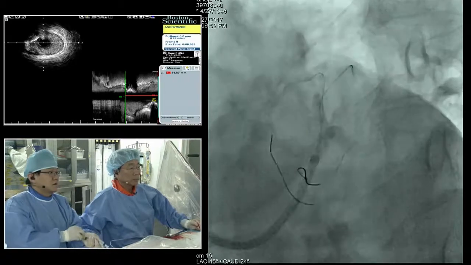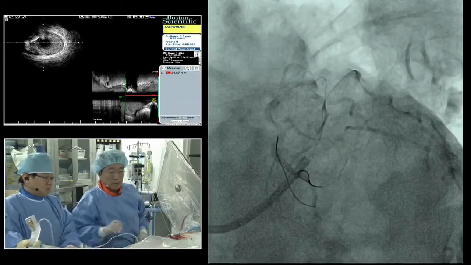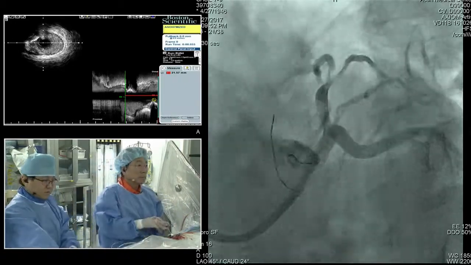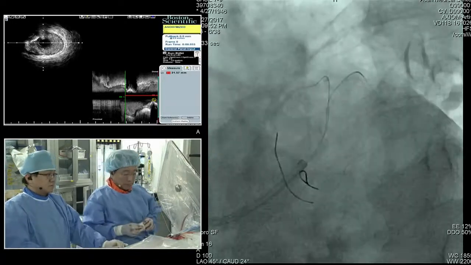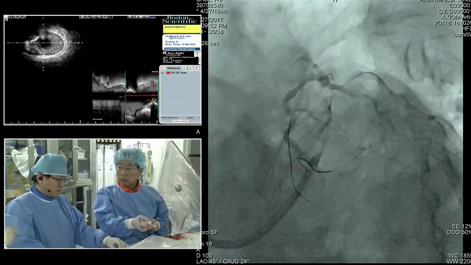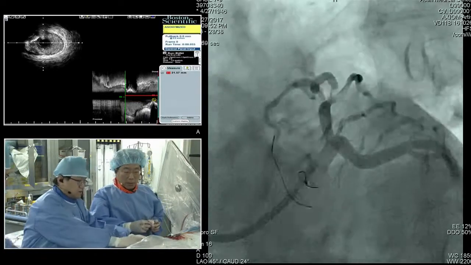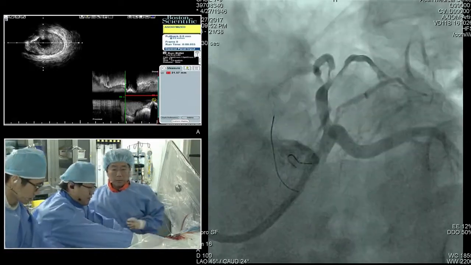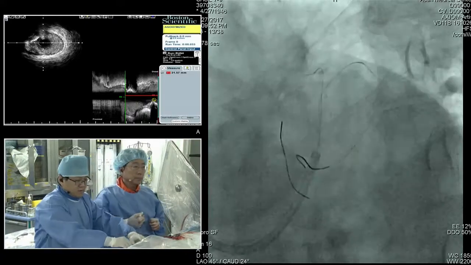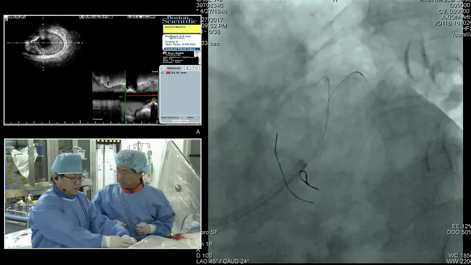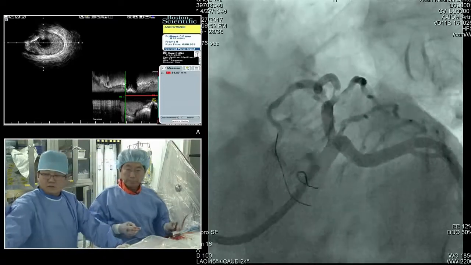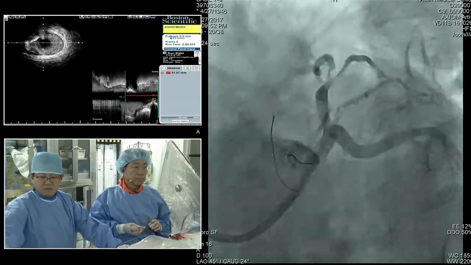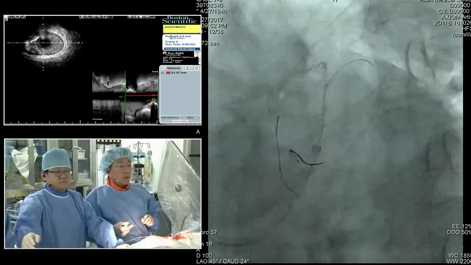Okay, picture. Okay, not too much different. Maybe some dissection, something. So I try the 2.75. Yes, 18. Okay, 18 for the diagonal. So what kind of technique are you going to use? Two stent technique. All right.